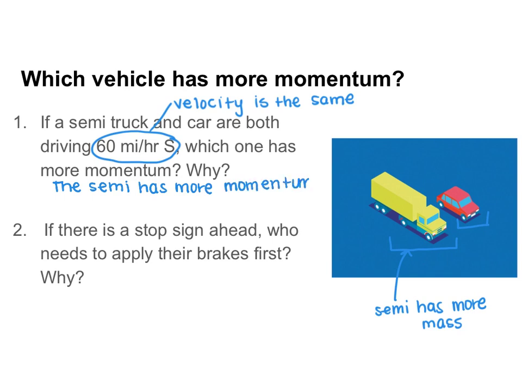And then it's asking why. Because it has a higher mass.